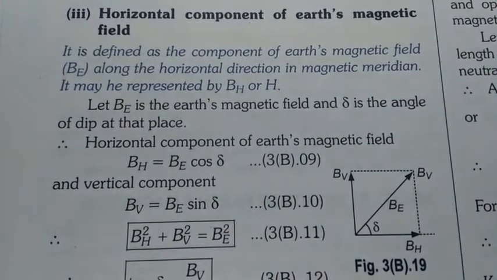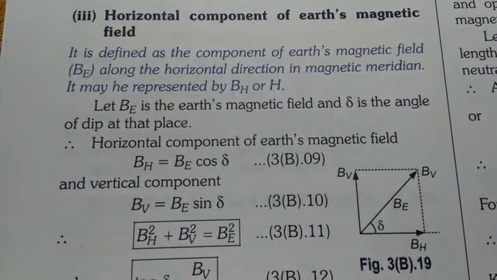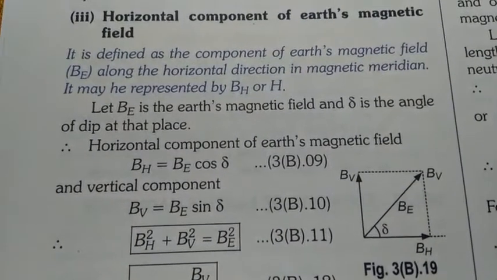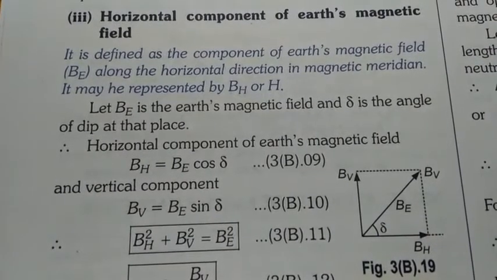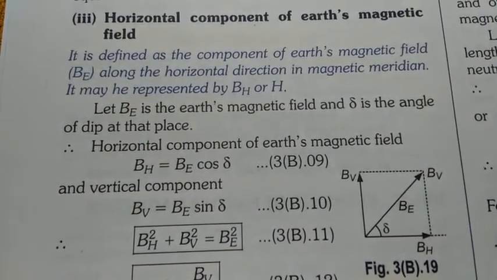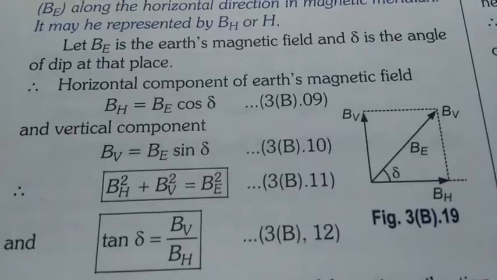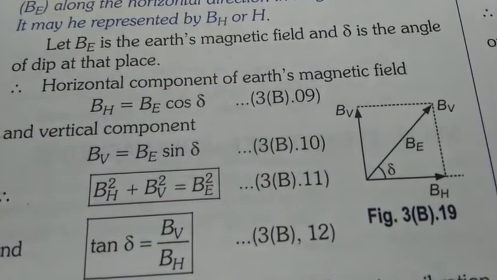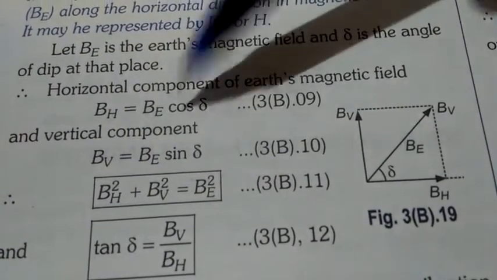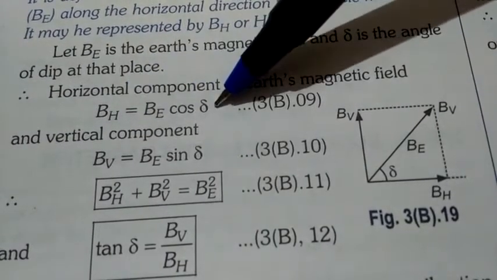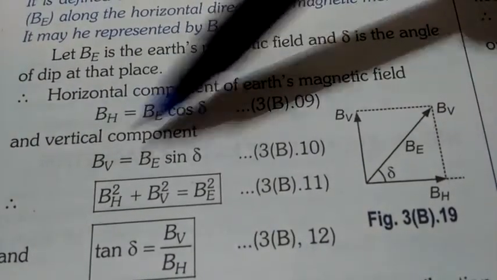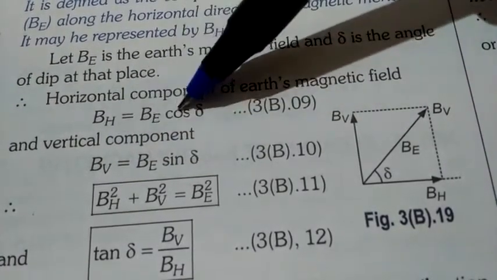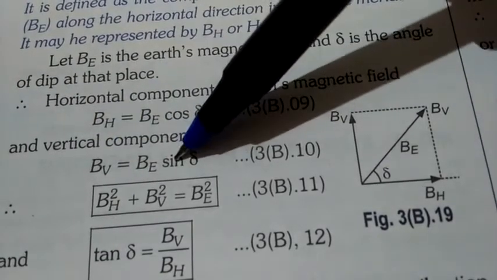Then the third one is the horizontal component of Earth's magnetic field. It is defined as the component of Earth's magnetic field along the horizontal direction in the magnetic meridian. It may be represented by BH or simply capital H. If BE is Earth's magnetic field and delta is the angle of dip, then the horizontal component of Earth's magnetic field is given by BH equals BE cos delta, and the vertical component is given by BV equals BE sin delta. The horizontal component is represented by cos and the vertical component is represented by sin.